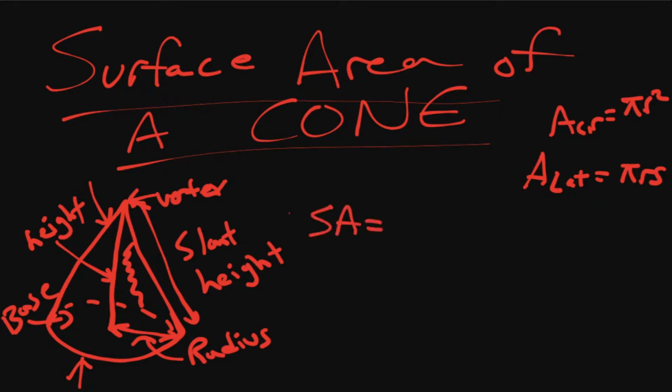we will find the total surface area of the cone: that's the circle, and then we have pi r s. So yeah, this is now the formula of our cone.